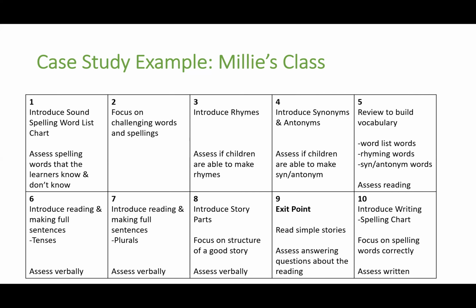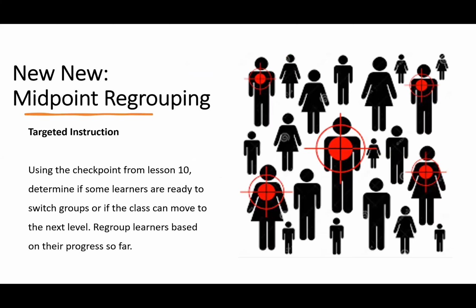Now we're doing synonyms and antonyms. You have to be able to write these. And then the same is true for tenses, plurals, and finally stories. And then those stories just get longer and longer and longer and better, hopefully with better vocabulary.